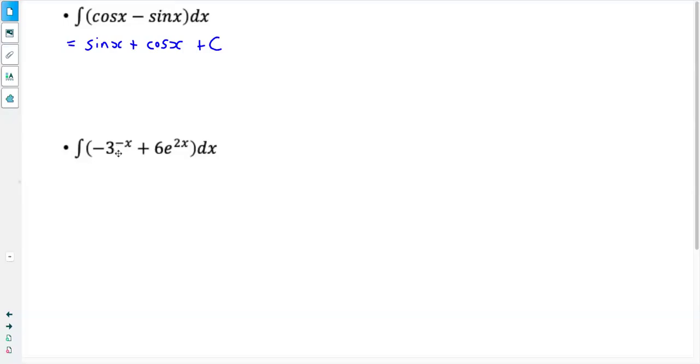Now, for this next one, I realize I have a mistake. It's supposed to be negative 3e to the negative x plus 6e to the power of 2x dx. So we can factor out the negative 3, and then we'll look at this. We know our derivative of e to negative x is e to negative x, so that doesn't change. We would have our chain rule, so we'd have a negative come in front here. So I know that I would need a negative 1 here to cancel off that negative.